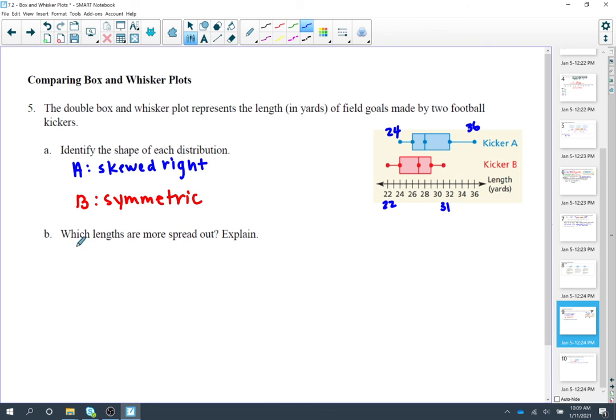But which lengths are more spread out? Ultimately, I'm going to say kicker A. Explain. I'm just going to say the box plot is longer.